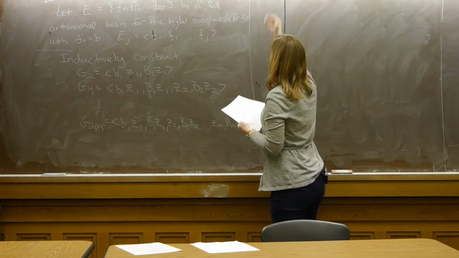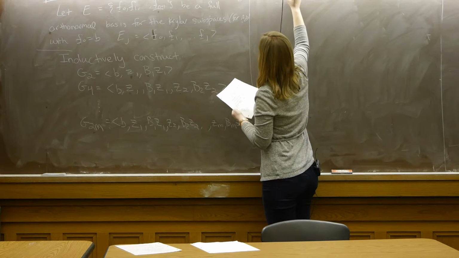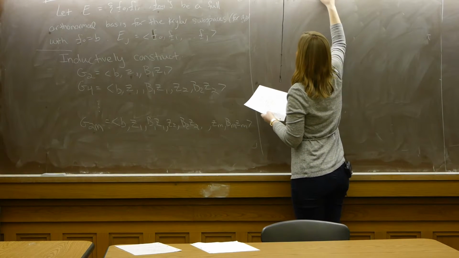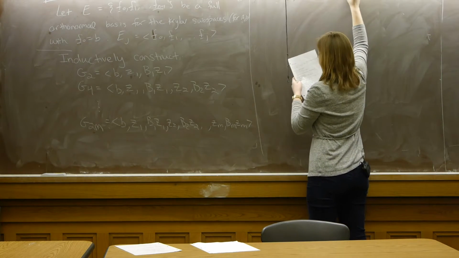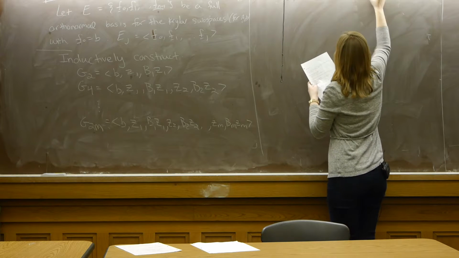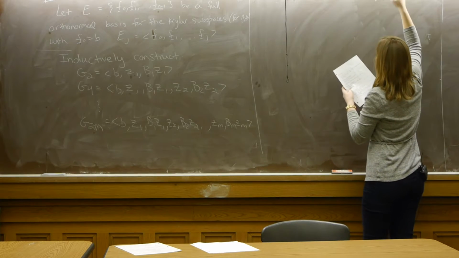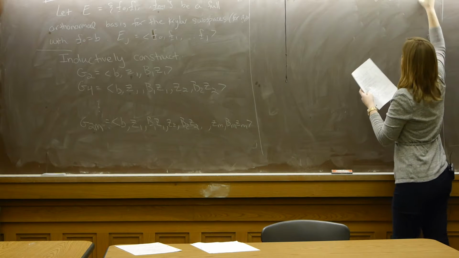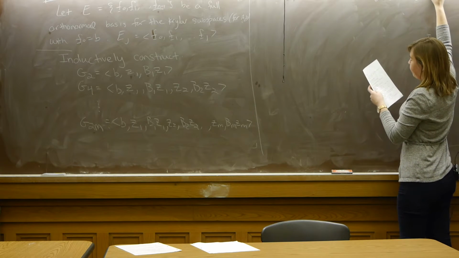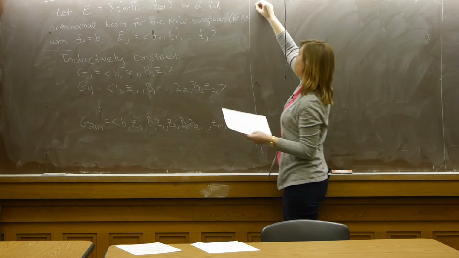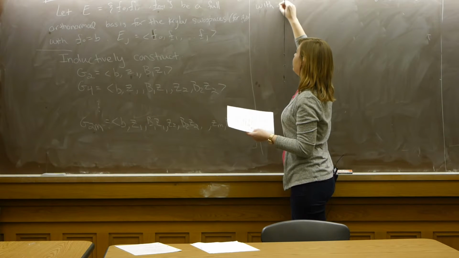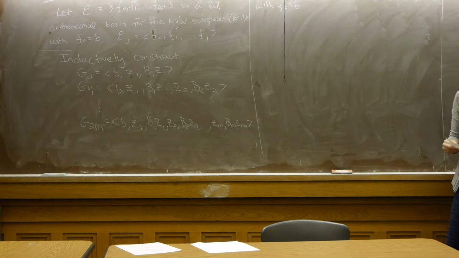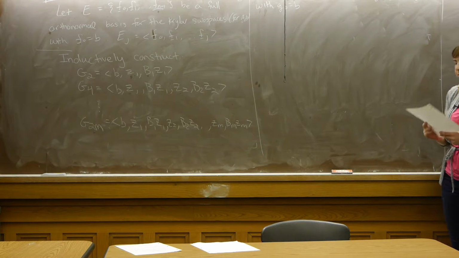Okay, and orthonormal bases. So we'll denote these vectors with G: G0, G1, all the way through G2M. And again, let's pick the first vector to be B, just like we picked the first vector of our basis for the Krylov subspaces to be B.